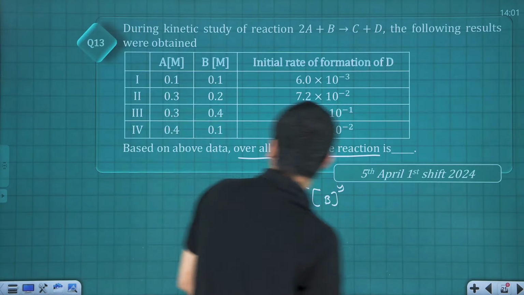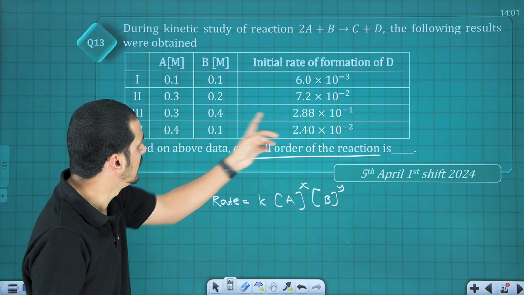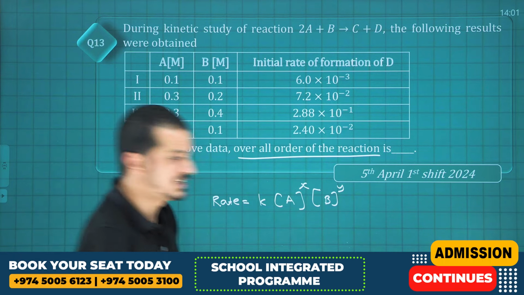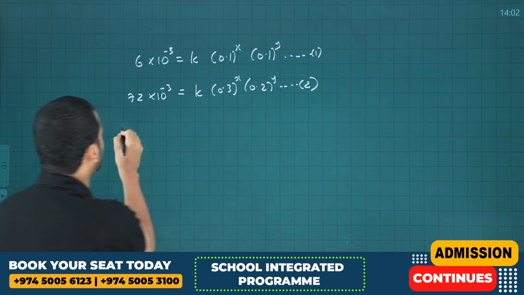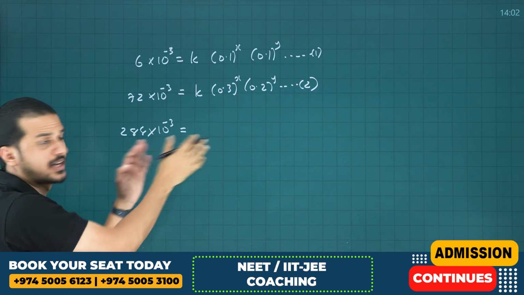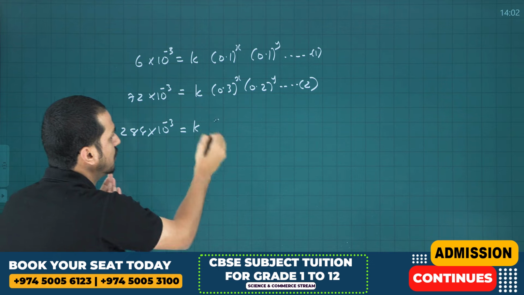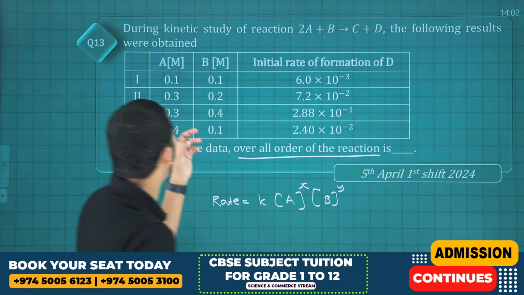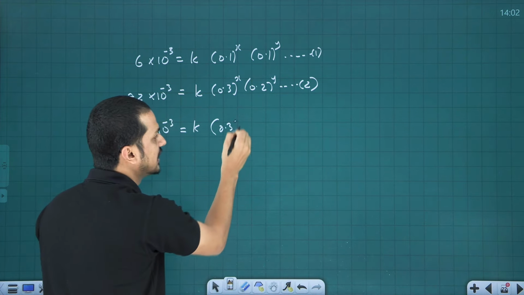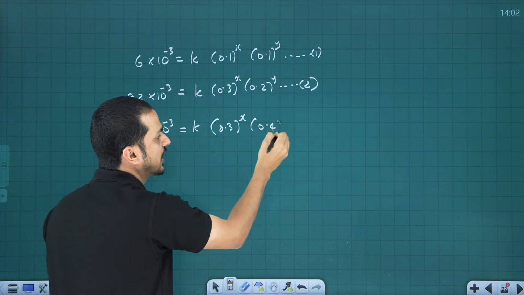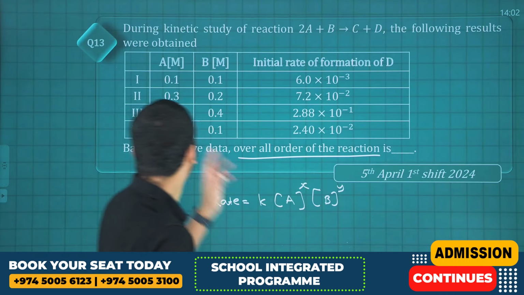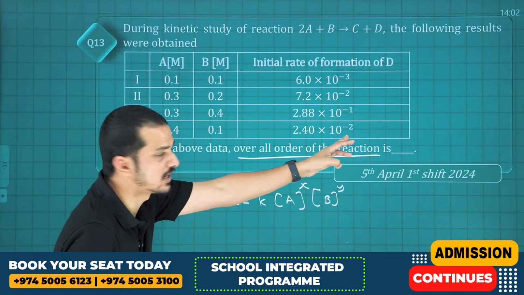Next again, here in the third one, the rate is 2.88 into 10 raised to minus 1. I am writing it as 288 into 10 raised to minus 3. Purely mathematical. I am converting 10 raised to minus 1 to 10 raised to minus 3. 288 now it is K into, what's the value of A? A is 0.3, B is 0.4. 0.3 raised to X, 0.4 raised to Y. Equation number 3. Ready?